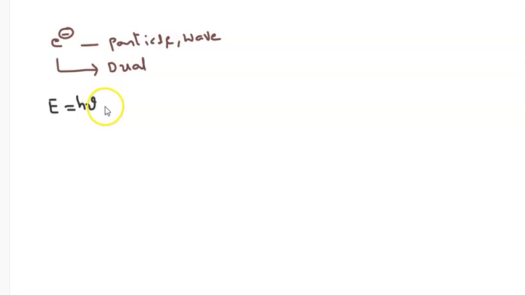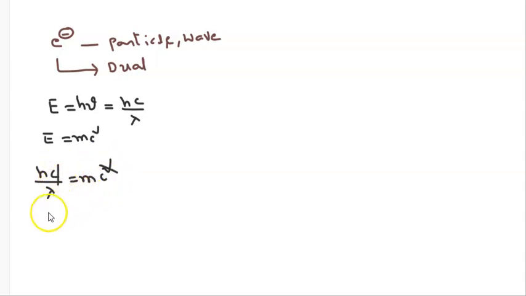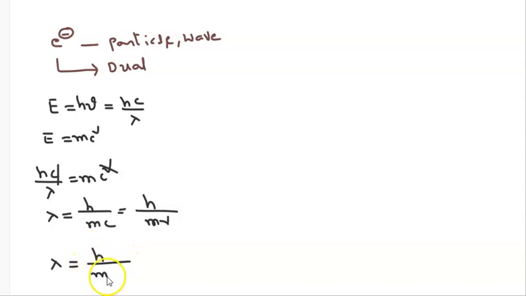From that we can tell that E is equal to hc by lambda. From Einstein's mass-energy equivalence relationship, E is equal to mc square. With the same energy having two expressions, if we equate these two, hc by lambda is equal to mc square. C gets cancelled. Then lambda is equal to h by mc. If I replace this c by velocity v, then lambda is equal to h by mv.